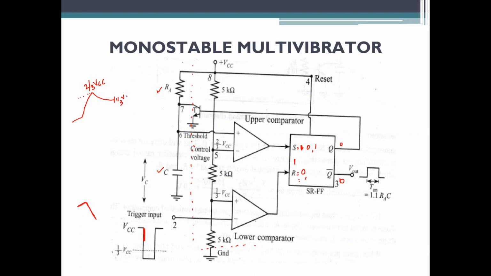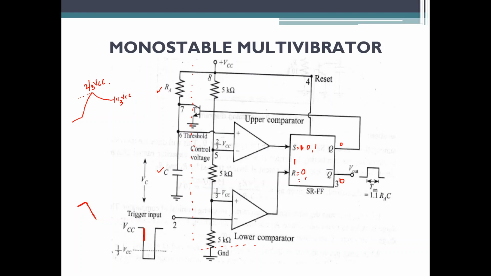Once it is 1 by 3 VCC, again it will start to charge, which means that this is how your monostable multivibrator is going to work. So basically it is all the work of the capacitor. During one stage, your capacitor will not charge initially. Later what will happen is your capacitor will charge.